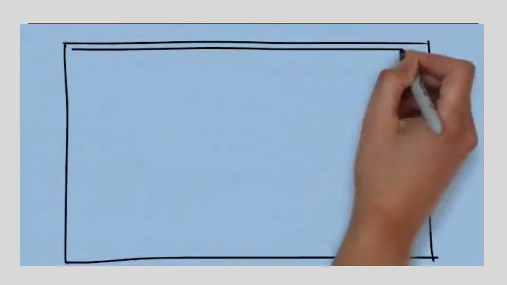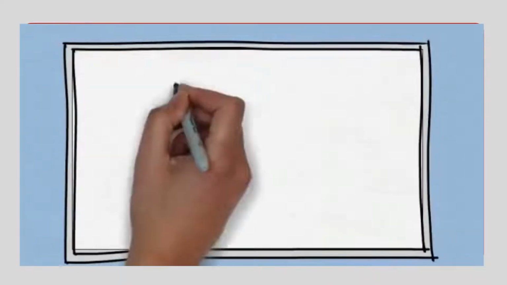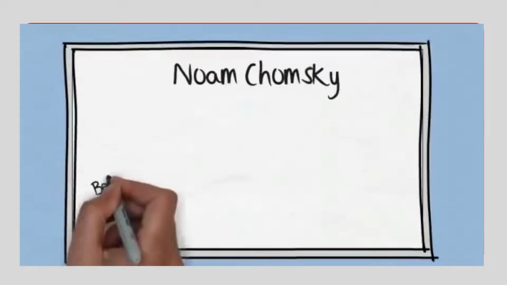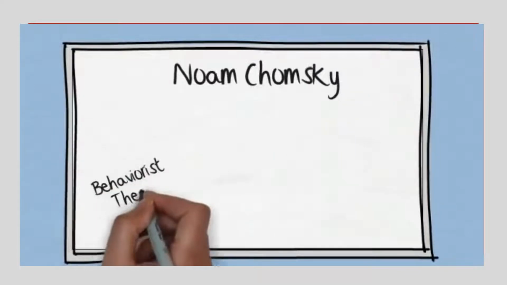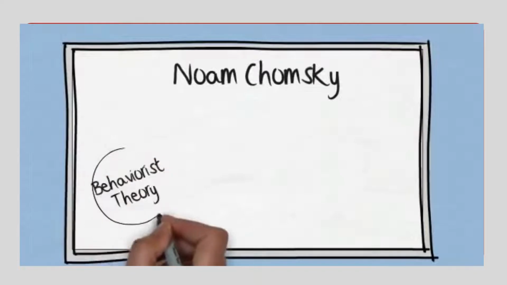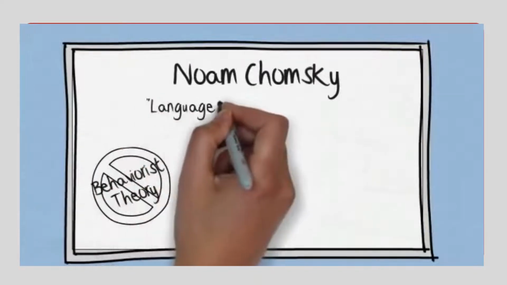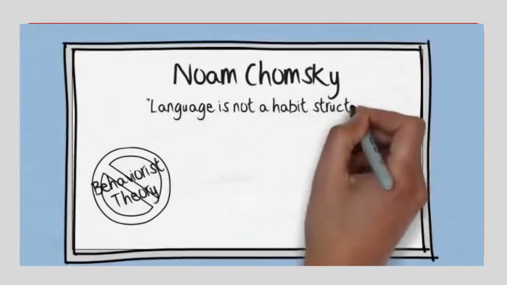1960s, linguistic theory began to take a different direction. Part of the reason for this is MIT linguist Noam Chomsky's rejection of the behaviorist theory of language learning. Language is not a habit structure, Chomsky said.